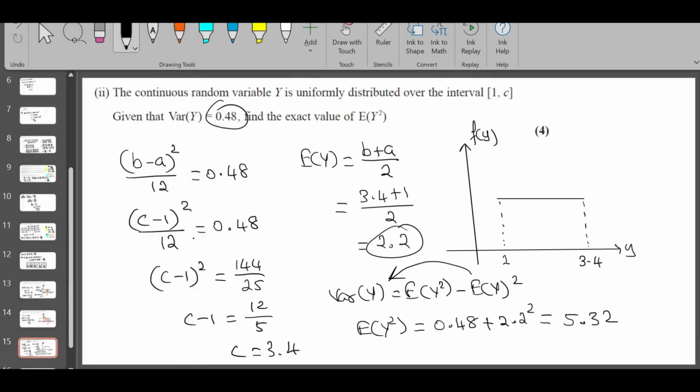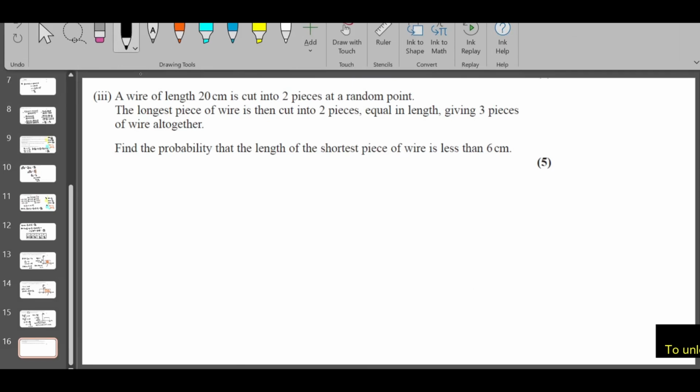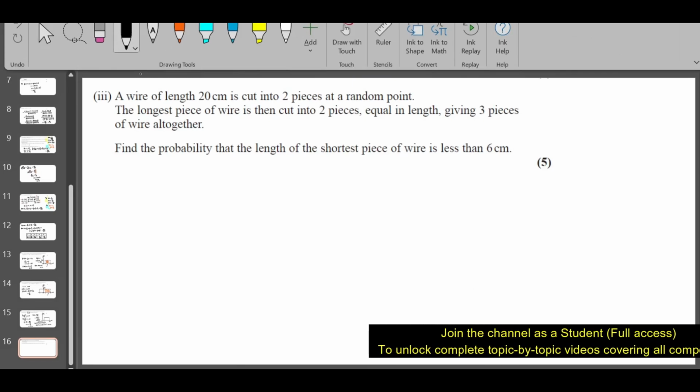5.32 is the answer. Triple I now. A wire of length 20 cm is cut into two pieces at a random point.